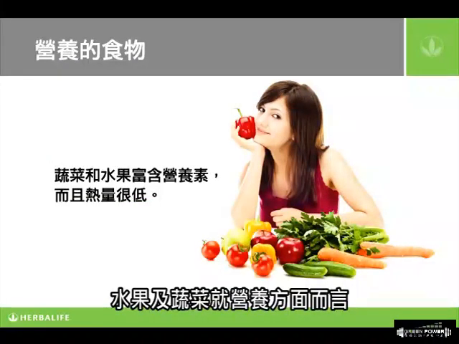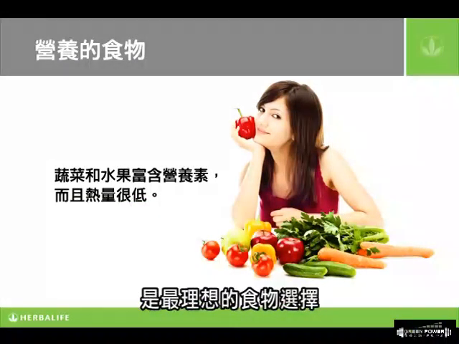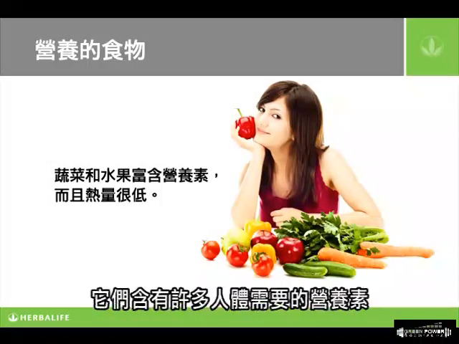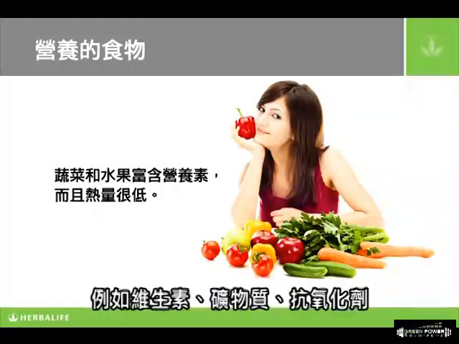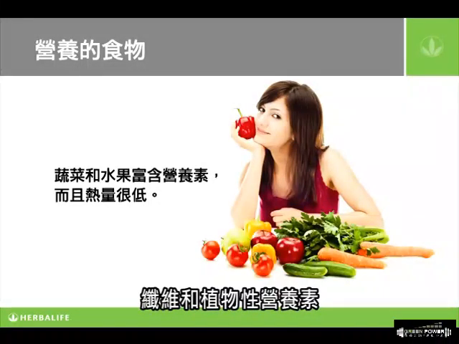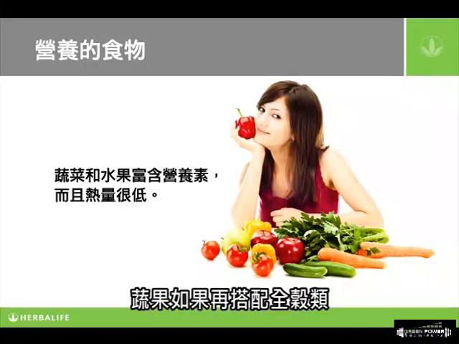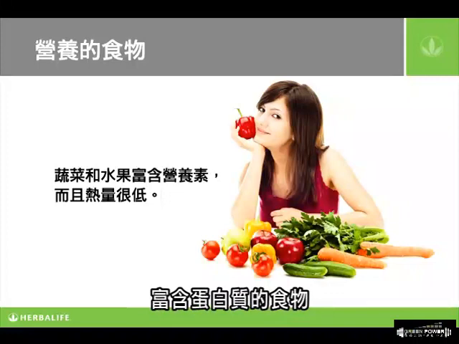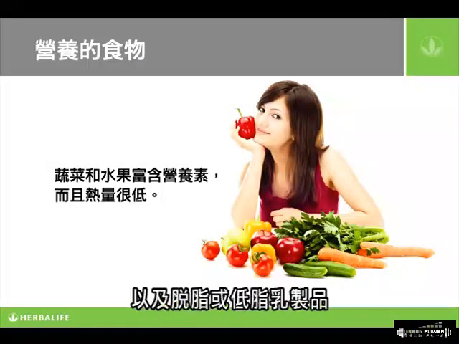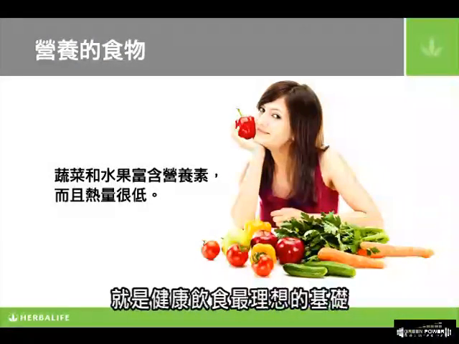Fruits and vegetables are at the top of the food chain when it comes to nutrition. They have many of the nutrients you need: vitamins, minerals, antioxidants, fiber, and plant nutrients, and all with a very low calorie content. This is a strong base to build your diet upon by adding whole grains, protein-rich food, and fat-free or low-fat dairy products.